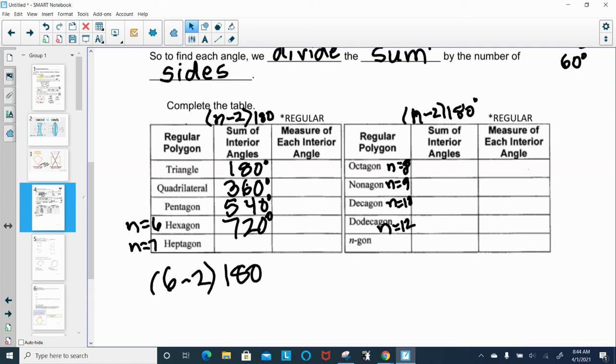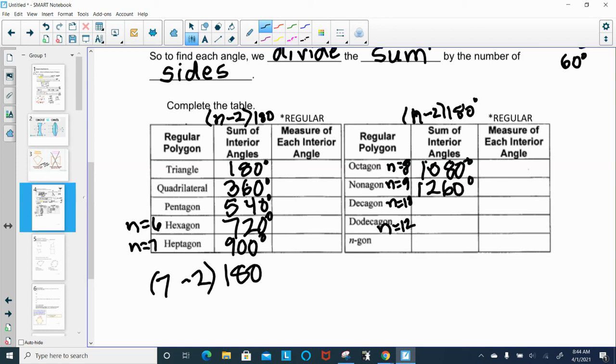For the heptagon, 7 minus 2 times 180. For the octagon, 8 minus 2 times 180. For the nonagon, 9 minus 2 times 180. For the decagon, and for the dodecagon.